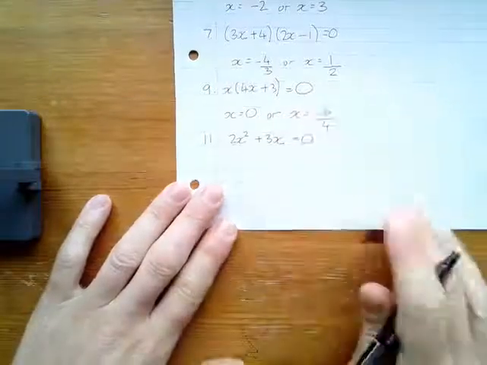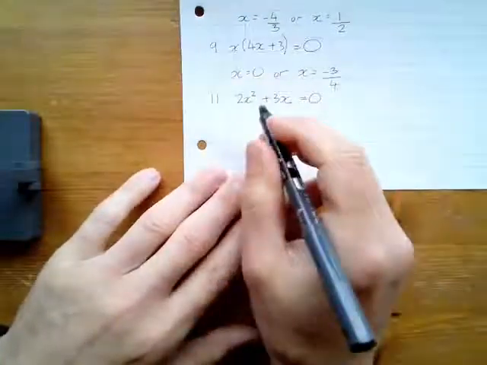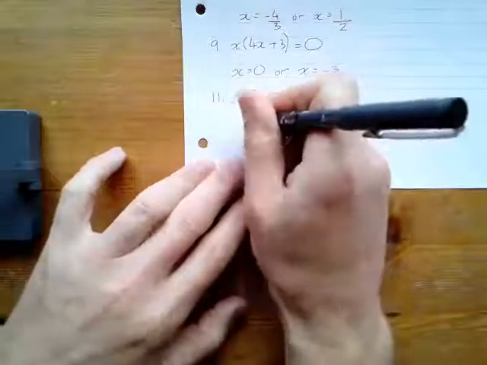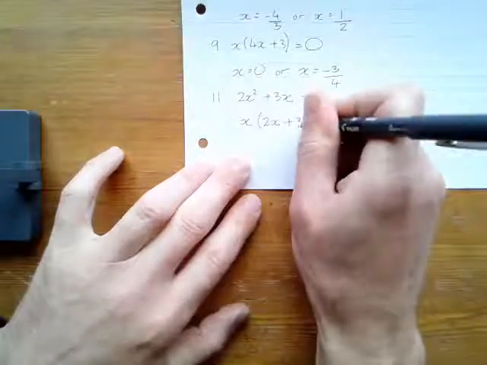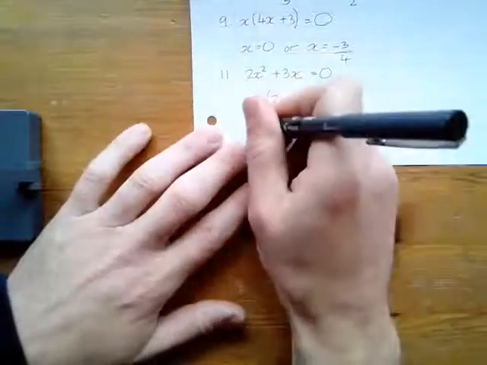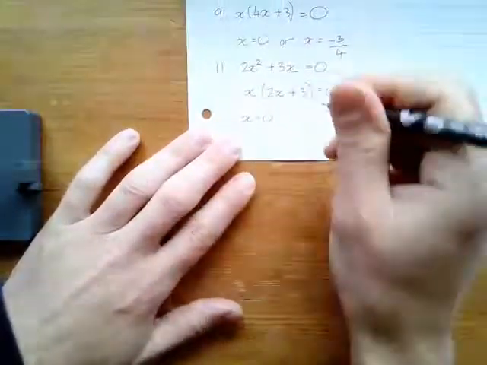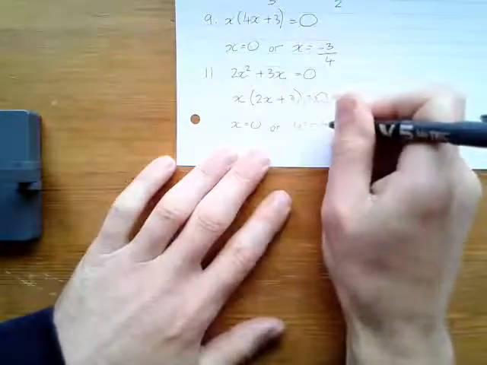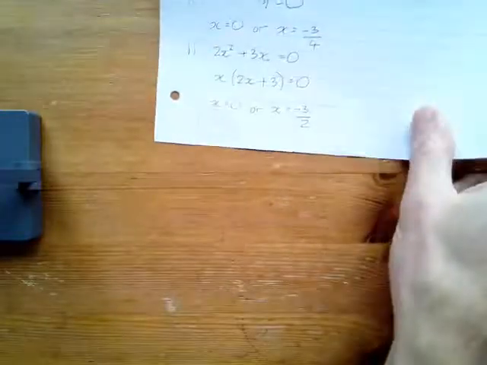Okay, so for this one, this is the one where we put it into a single bracket. So it's got an x that can come out front, just the x, and that would leave a 2x there and a 3 there, like that. And then, just like the last one, I can see the answer straight away. X equals 0 or x equals minus 3 divided by 2. Ooh, new piece of paper. I'll just turn over. I'm doing quite well here.